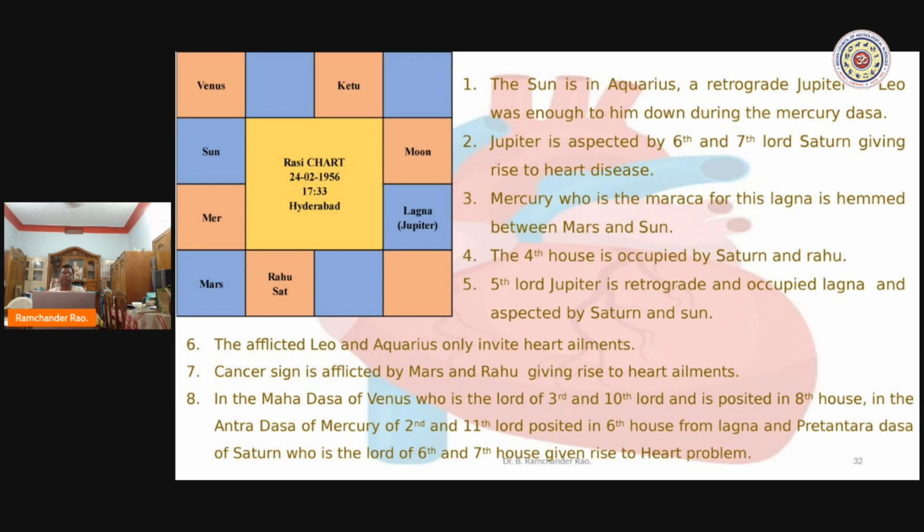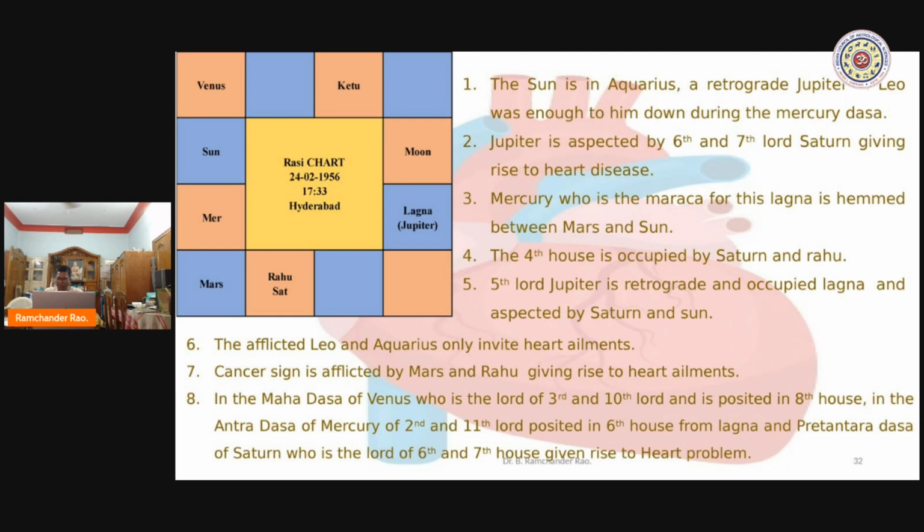So the Karma Karaka, who is also the giver of longevity, if he says no, you cannot pump more blood, the supply and circulation of blood, when the time comes, that is the end of life. It will stop the circulation of the blood. The Cancer sign is afflicted by Mars and Rahu, giving rise to heart ailments. Mars is also aspected and Rahu is also aspecting that Cancer sign, giving heart ailments.